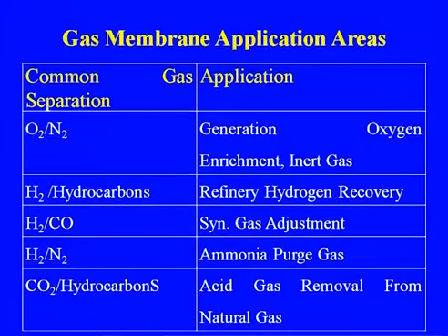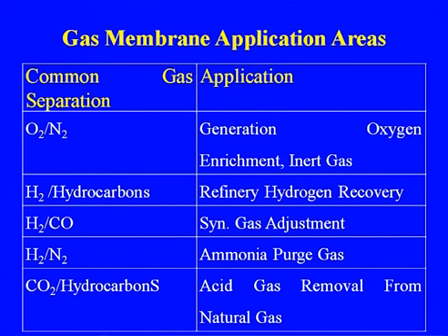Gas membrane application area: as I told you earlier also, we are using the membrane. It is not limited only to the desalination process or caustic chlorine manufacture. It is finding application in the chemical industry for other purposes also, like oxygen-nitrogen, generation of oxygen, enrichment, inert gas, hydrogen hydrocarbons refining and hydrogen recovery, H2 and CO synthesis gas adjustment, hydrogen nitrogen ammonia purge gas, CO2 hydrocarbons acid gas removal from natural gas. These are some of the processes that we use even in refinery.